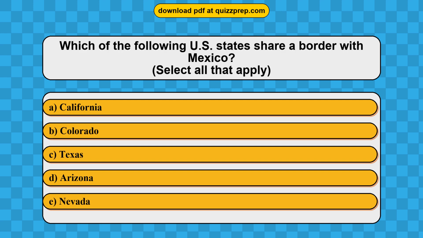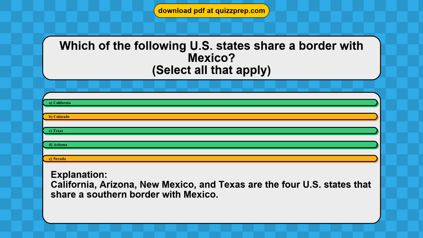Question 85. Which of the following U.S. states share a border with Mexico? Option A. California. Option B. Colorado. Option C. Texas. Option D. Arizona. Option E. Nevada. The correct answers are options A and C and D. California, Texas, Arizona. California, Arizona, New Mexico, and Texas are the 4 U.S. states that share a southern border with Mexico.